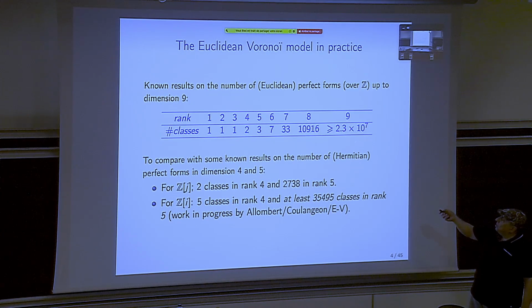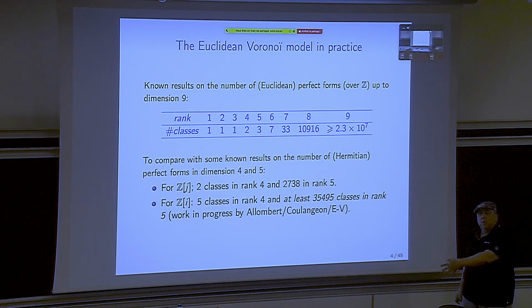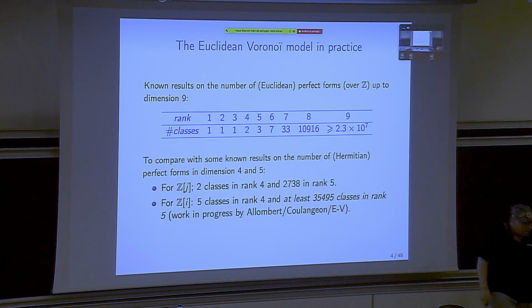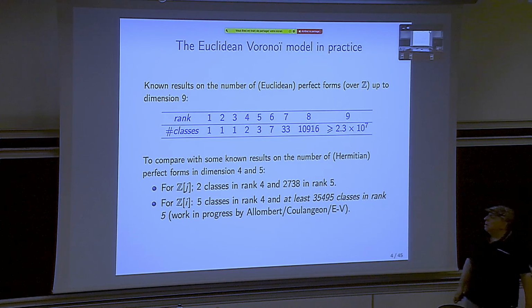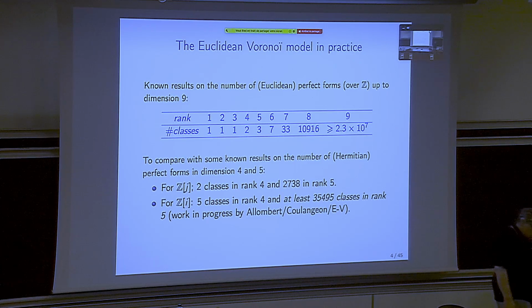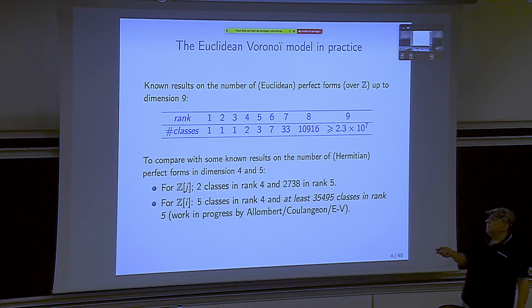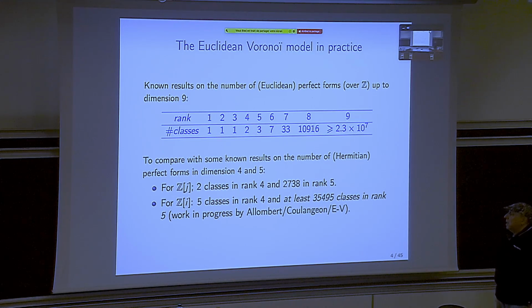So here this lower bound is very low, so there are way more, unfortunately. So this lower bound was already due to Van der Verden. So of course all those results are exact. And here I also give you ideas of what is going on in the Hermitian case. So I put a few numbers for Eisenstein integers and the Gaussian integers.